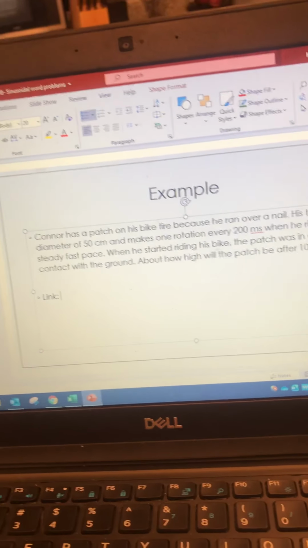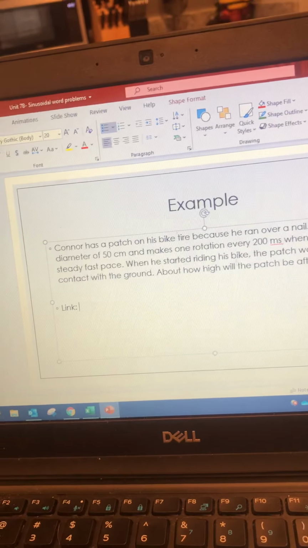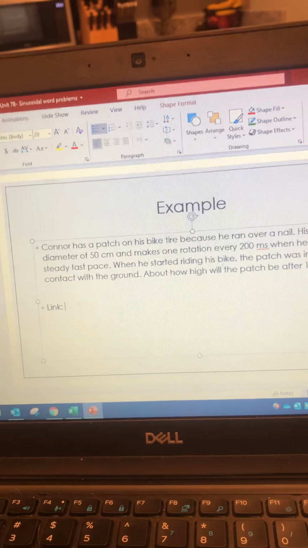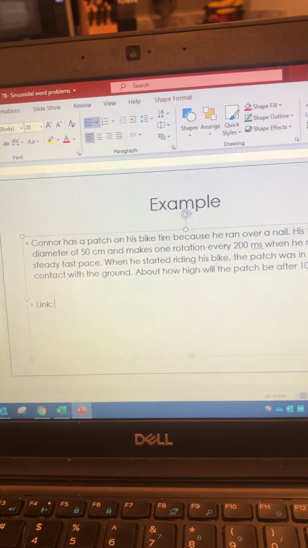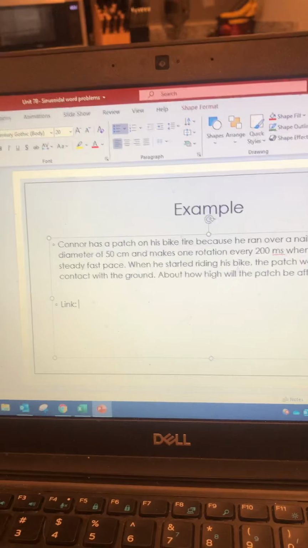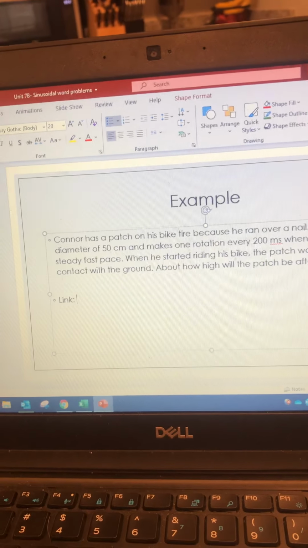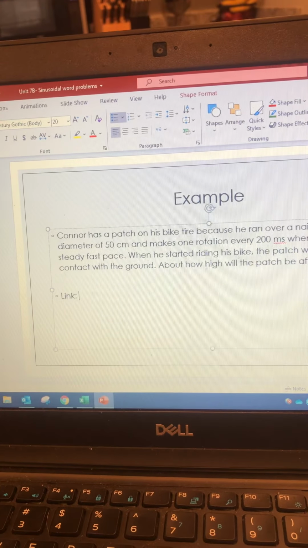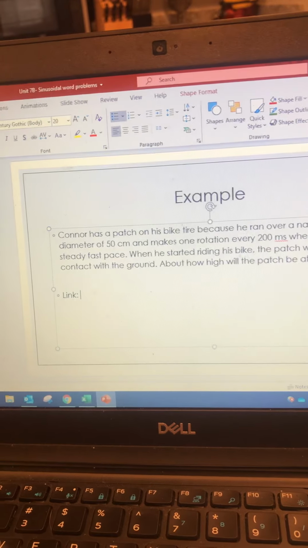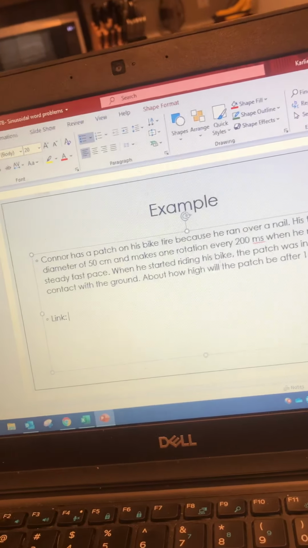Okay, so I want to talk about this first word problem. This is actually going to be on your practice test as well, but this will help you with the 3 homework problems that you have today. So when we have functions with word problems, it gets a little bit more difficult. So I'm going to walk you through this.